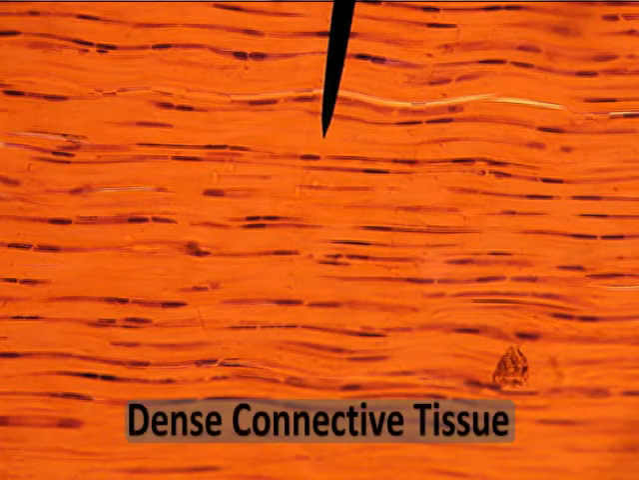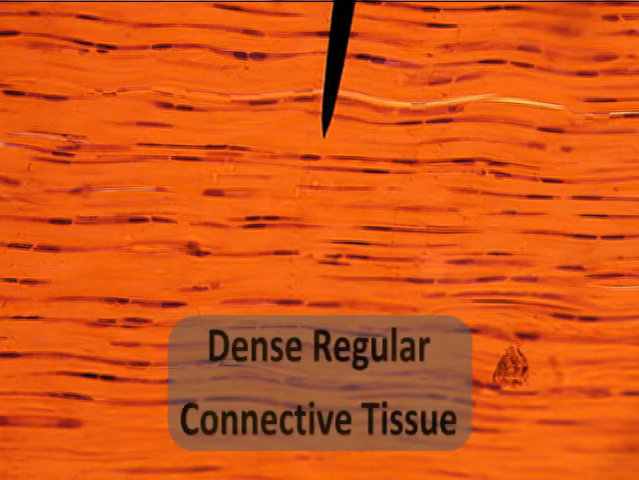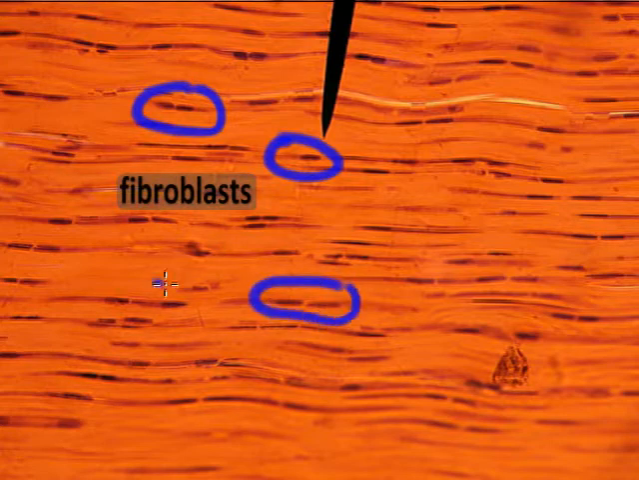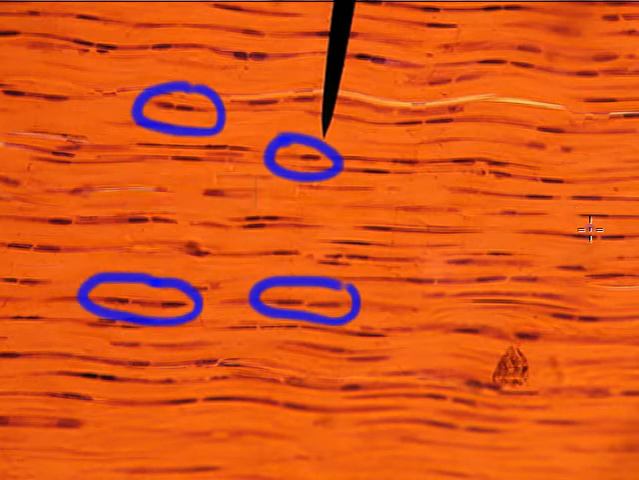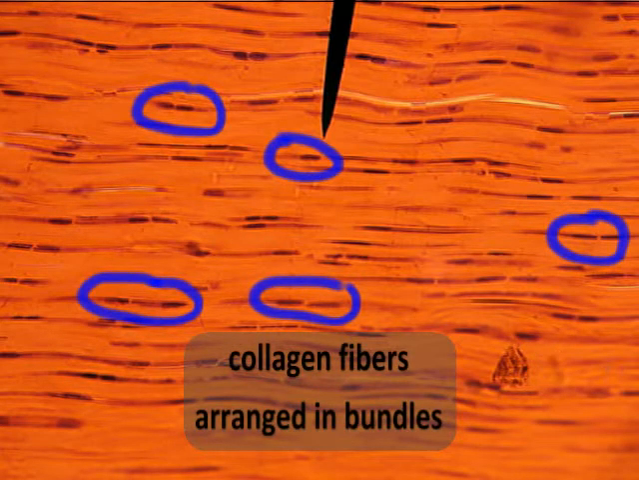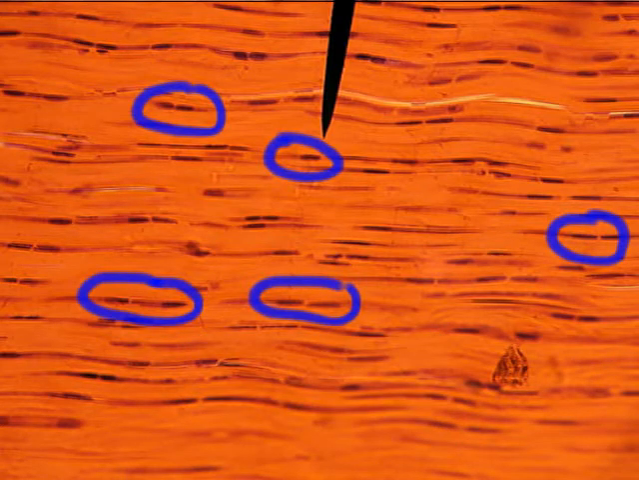This is dense regular connective tissue. First thing you should ask when you see this under the microscope, where's the cells? Well, we can see the nuclei of our fibroblasts kind of squeezed in between what very little space there is between these dense collagen bundles. Remember, this is dense connective tissue, so there is not a whole lot of room.